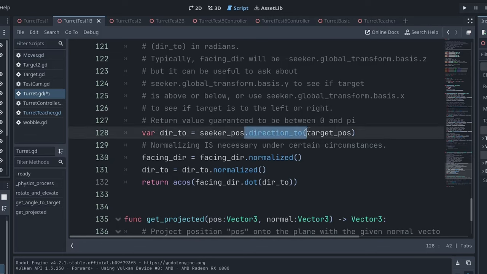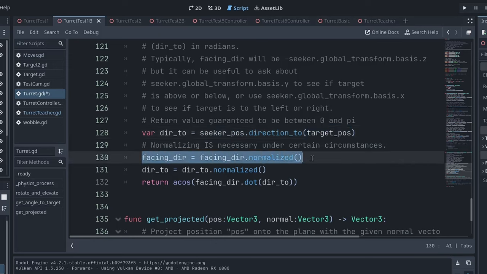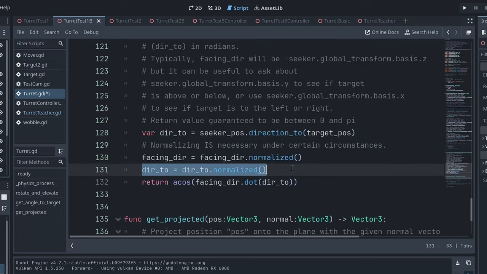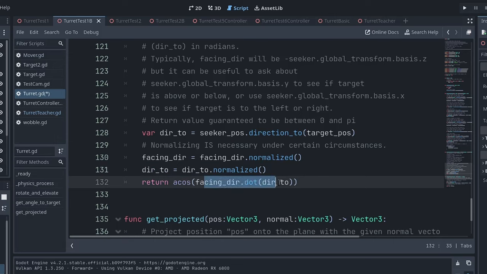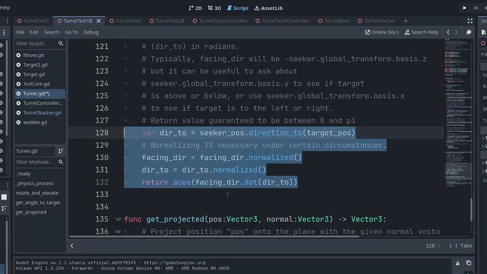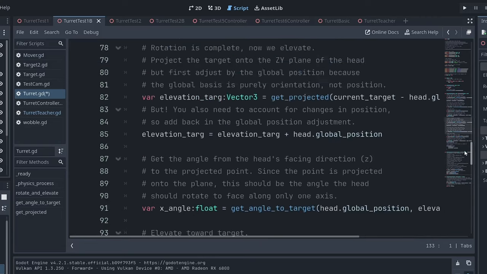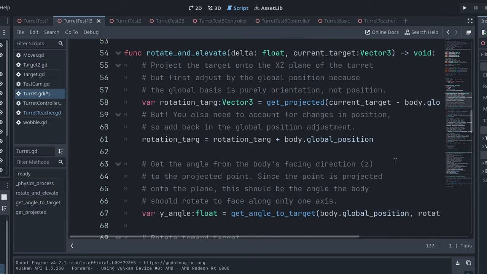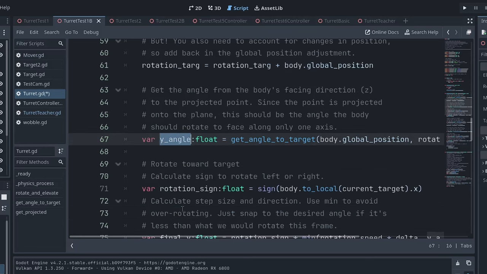We are going to use the built-in direction_to function to get the direction from the seeker, that's our turret, to the target. We're going to normalize that. We're also going to normalize the facing direction. We're just going to make them both length 1. And then we take the arc cosine of the dot product of the two vectors. It's really just an application of the law of cosines. Scrolling back on up to rotate and elevate, now we've got this variable that I named yAngle. It's the amount that we want to rotate around our y-axis in order to face the target.